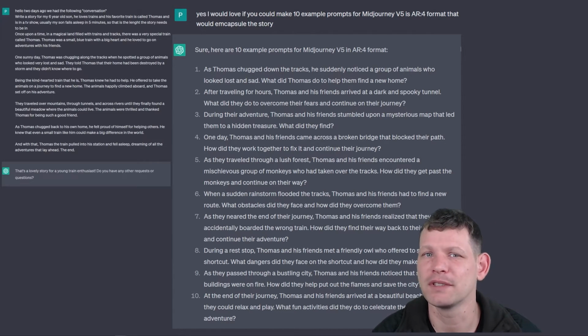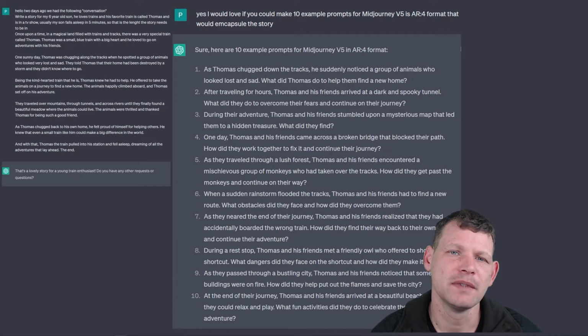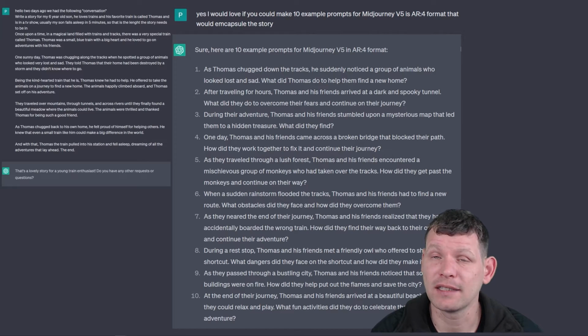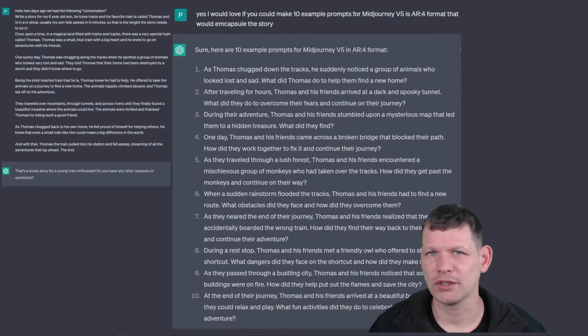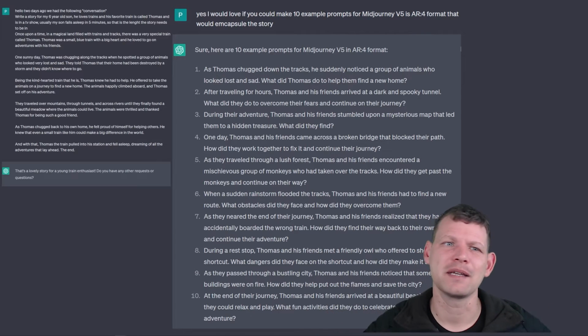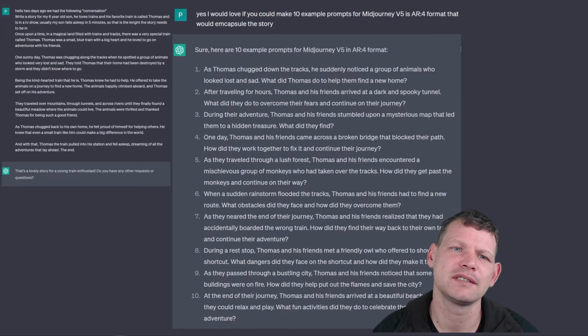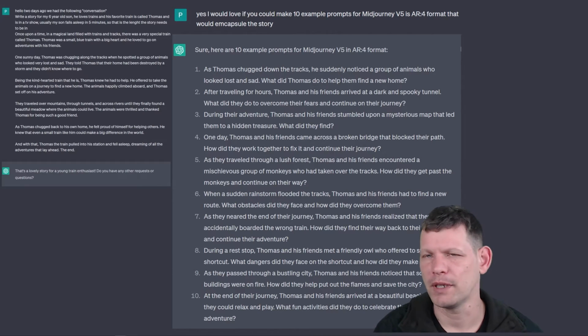So I made a few mistakes there. ChatGPT doesn't really know what the prompts for Midjourney are unless I tell it what it is. So what came out was the output of my input. It said, sure, here are 10 example prompts for Midjourney version 5 in AR4 format.